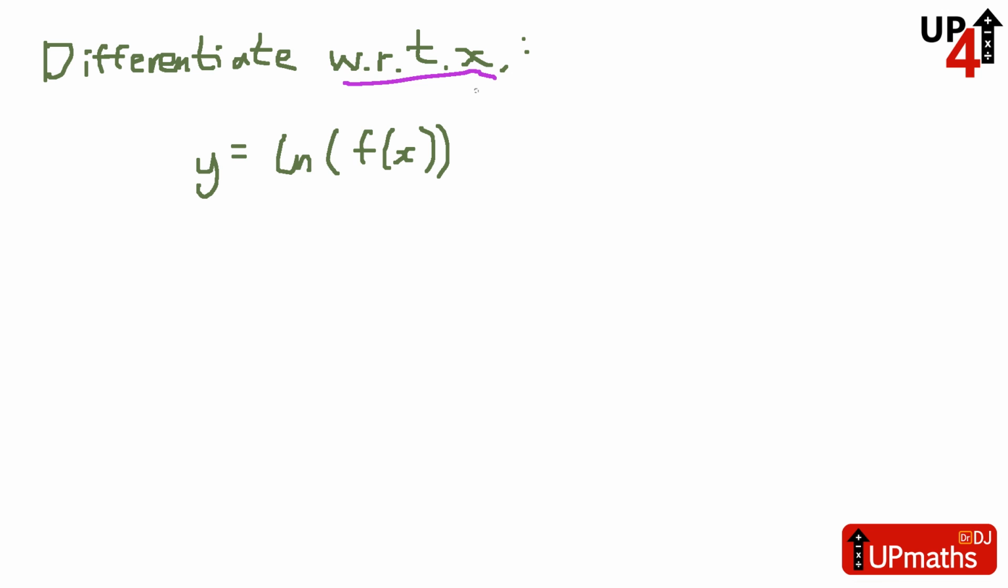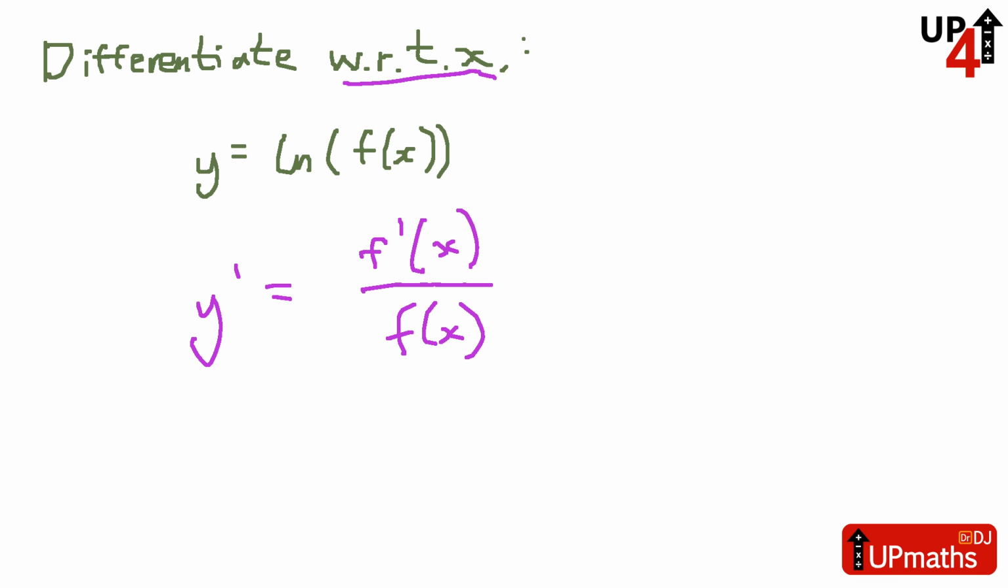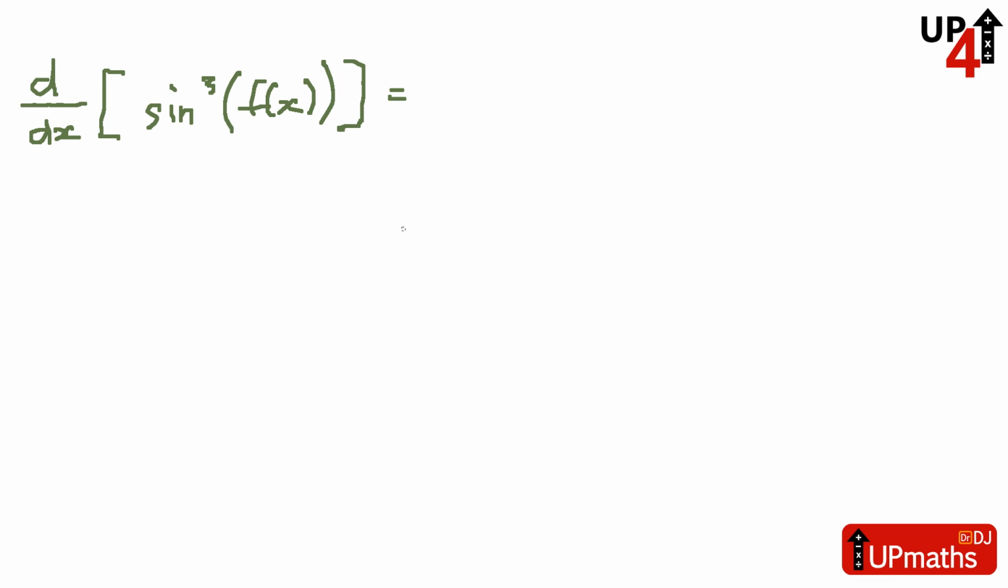WRTX, that means with respect to x. That's my shorthand. I think a lot of mathematicians use that. Okay, I'm just going to write y dash to save time. Well, this is easy. This is just the fundamental definition of how you differentiate a ln. There we go. Maybe there should be modulus signs and stuff kicking around. I'm not going to worry about that.